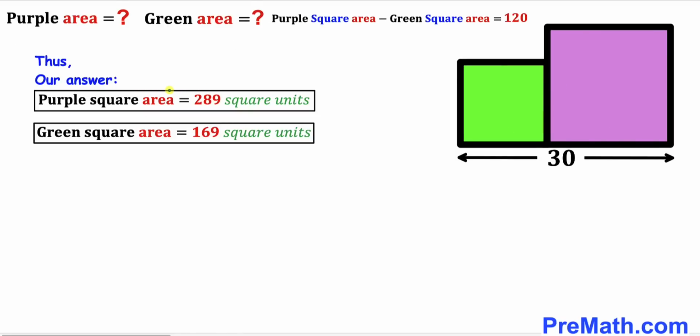Thus the area of this purple square turns out to be 289 square units, whereas the area of this green square is going to be 169 square units as well. And that's our final answer.